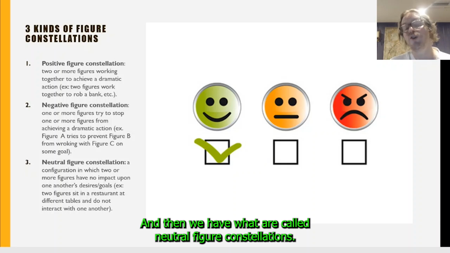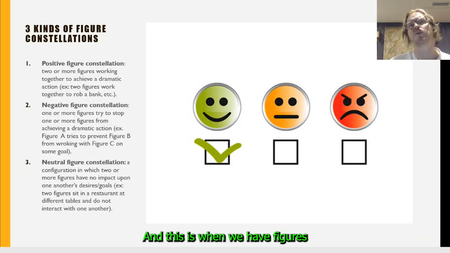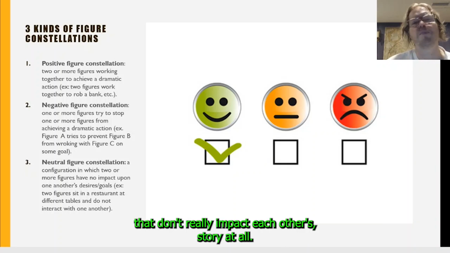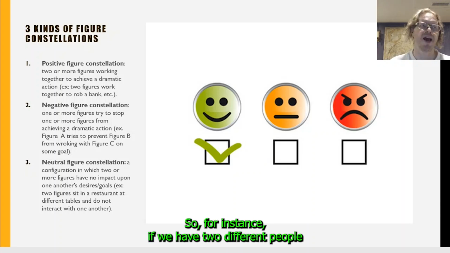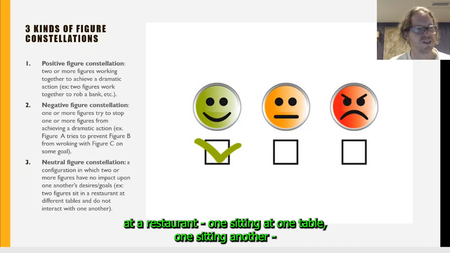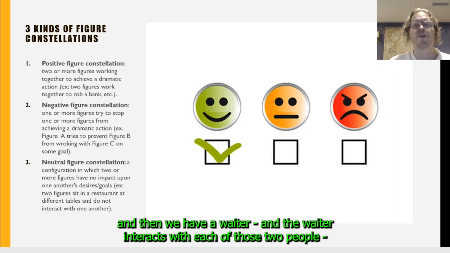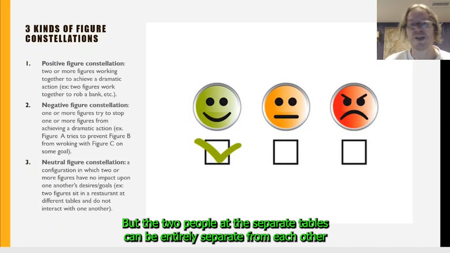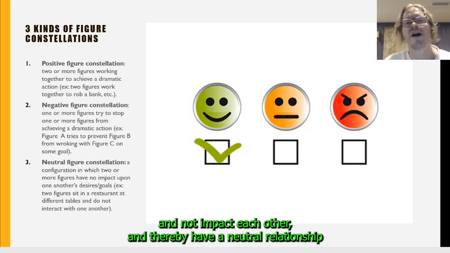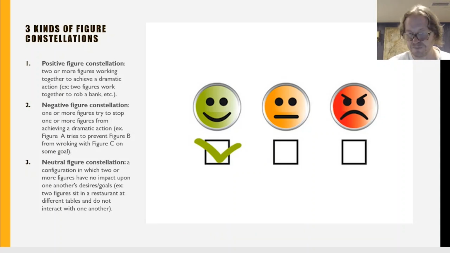And then we have what are called neutral figure constellations. This is when we have figures that don't really impact each other's story at all. They don't get in the way and they don't help. So for instance, if we have 2 different people at a restaurant, one sitting at one table, one sitting at another, and then we have a waiter, and the waiter interacts with each of those two people, there is a relationship between the waiter and each of those people, but the two people at the separate tables can be entirely separate from each other and not impact each other, and thereby have a neutral relationship with each other.